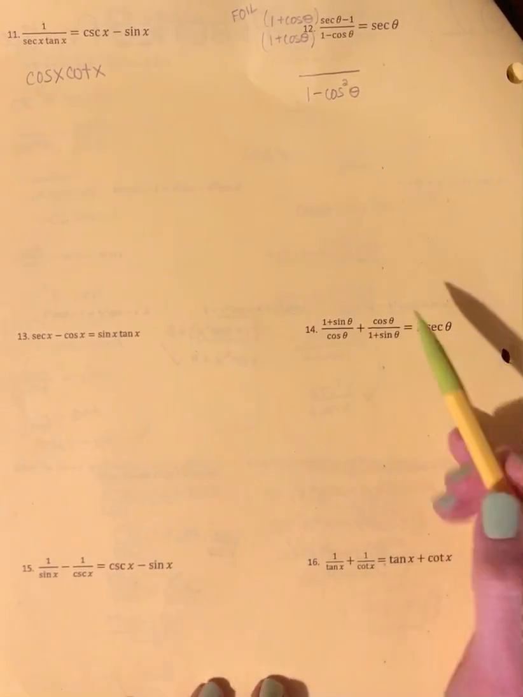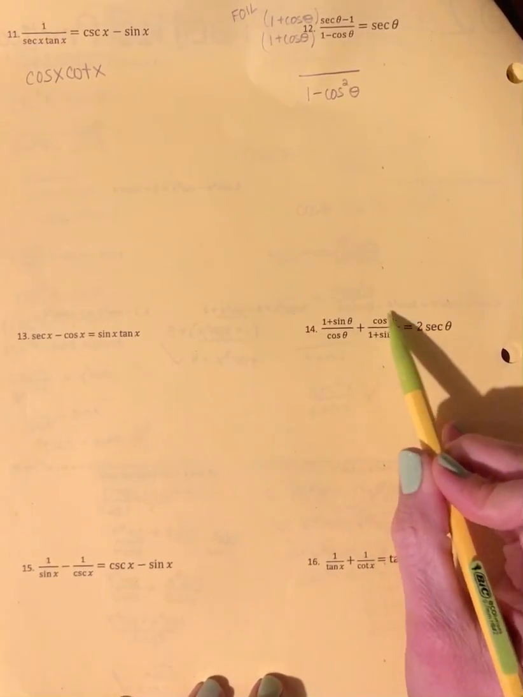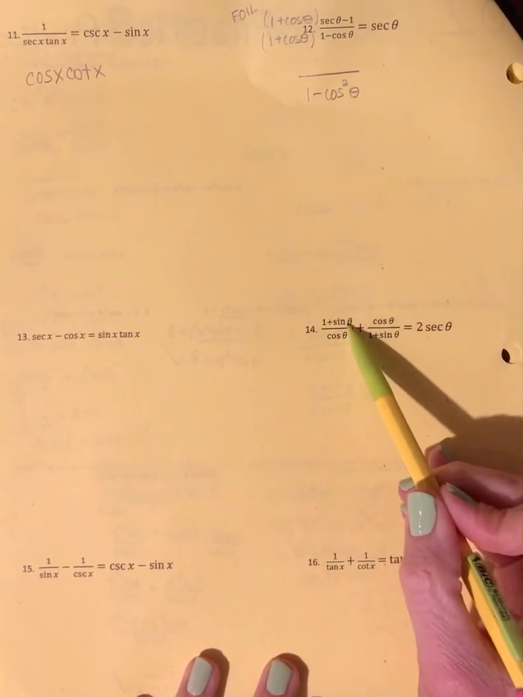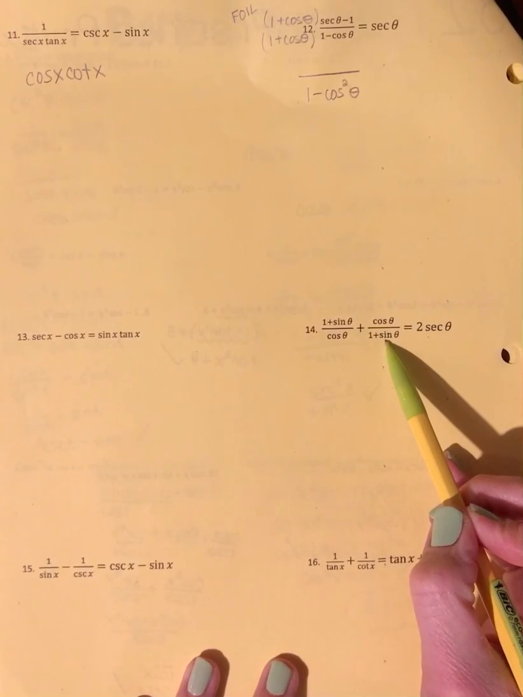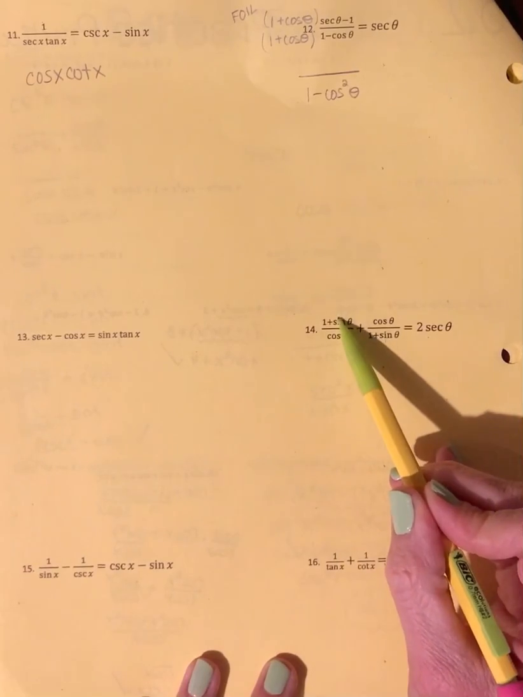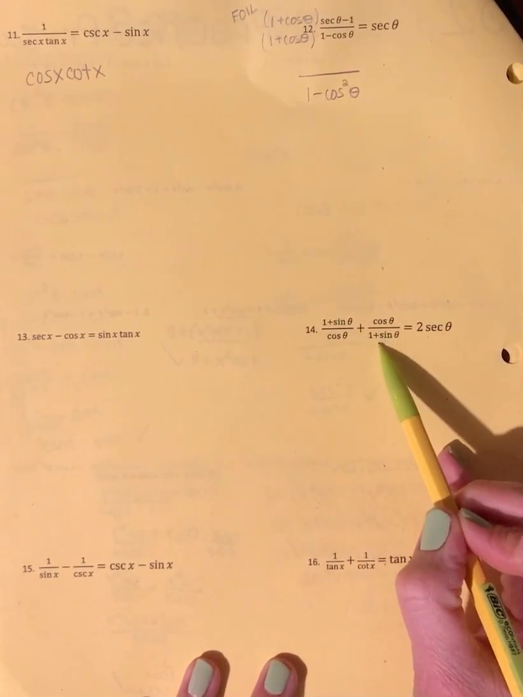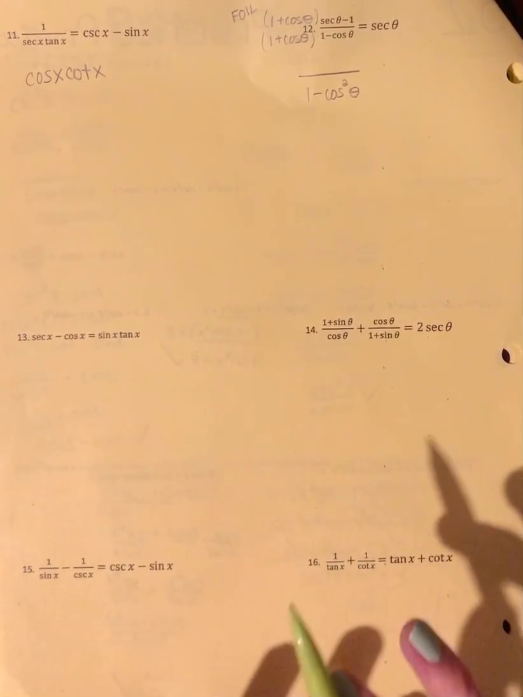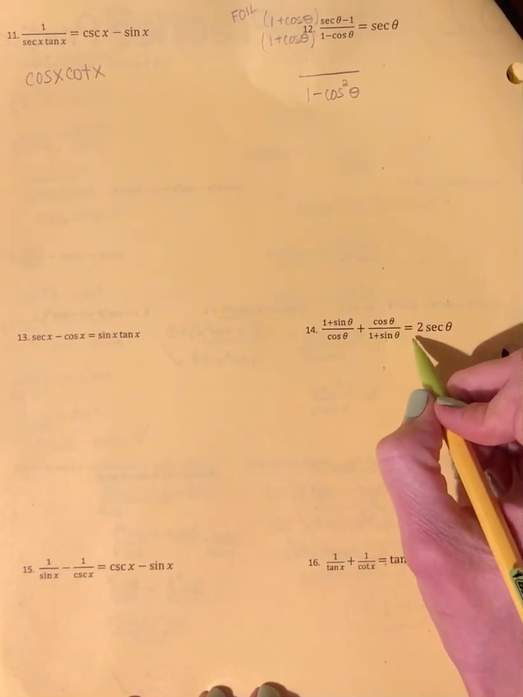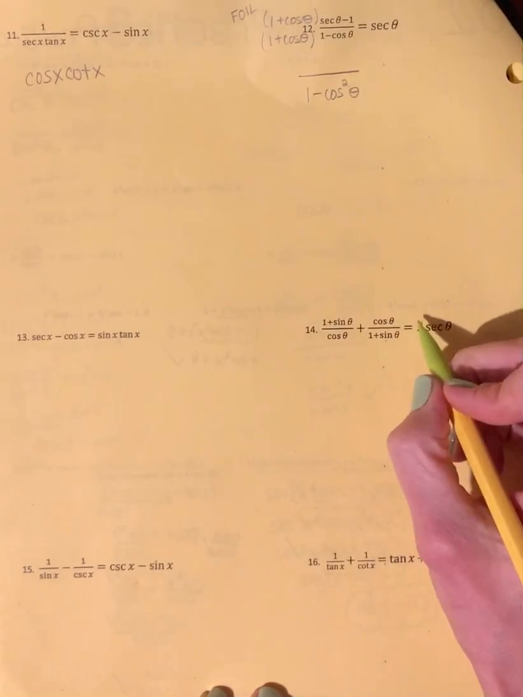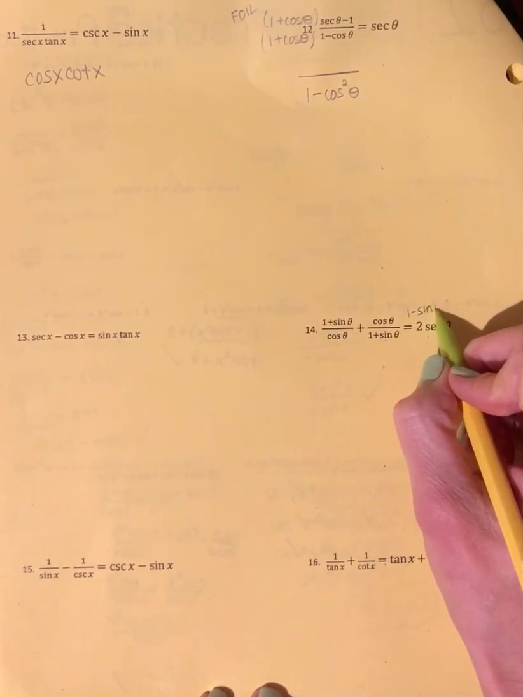Number 14, similar to this problem here, take a look at this second fraction. Okay, 1 plus sine theta and this 1 plus sine theta do not cross out. That is a mistake a lot of people made on that quiz. You cannot divide a numerator and a denominator when you're adding fractions. That only works when you're multiplying them. So do not just cancel those out. You're going to have to start this the same way we started up here. Okay, so hopefully you're thinking 1 minus sine theta.